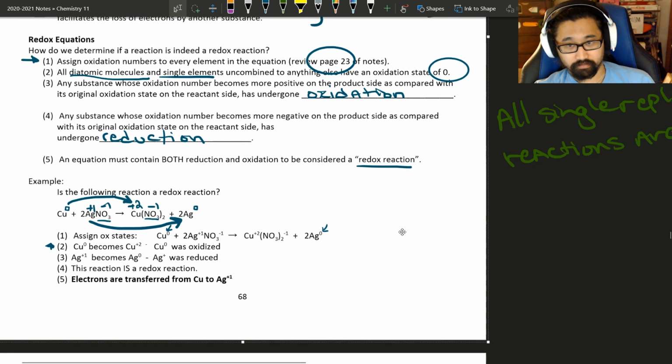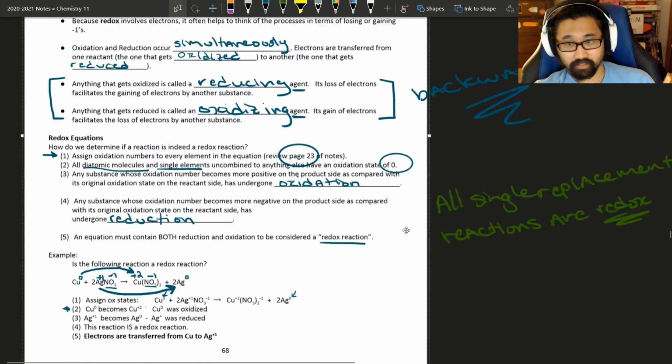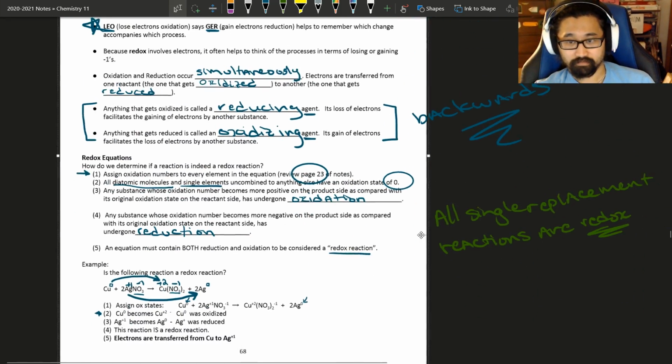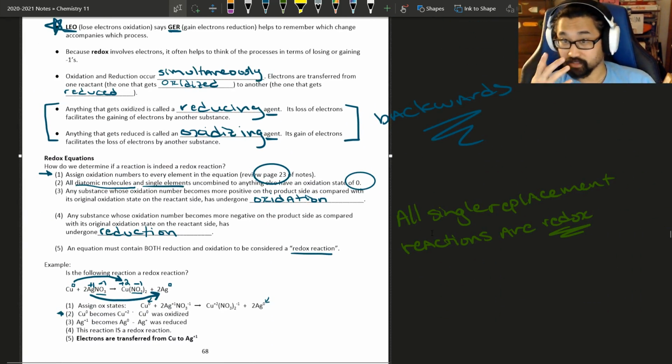Alternatively, look at the form of this reaction. That reaction is a single replacement reaction. That's the first thing to look for. That's the easiest version. Is this a redox reaction? Yeah, it's single replacement. It has to be redox.